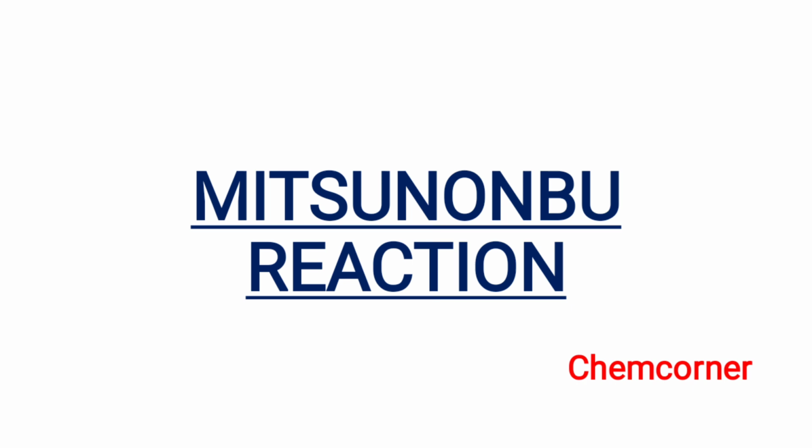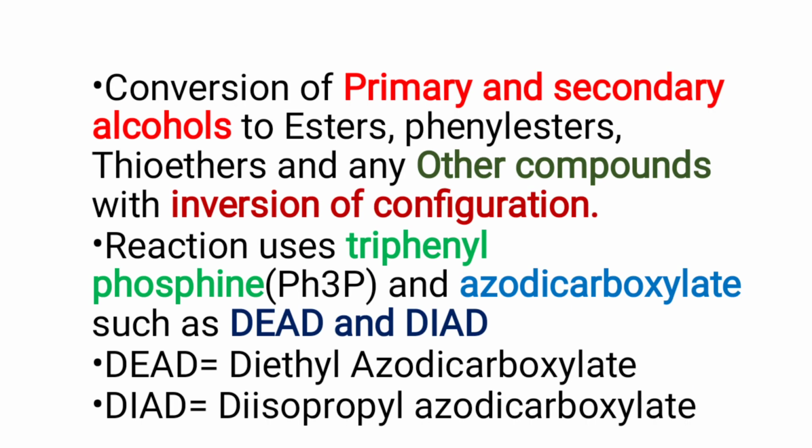Today in this video we will discuss the Mitsunobu reaction. First we will see what a Mitsunobu reaction is. Generally, it is the conversion of an alcohol to other compounds, which can be esters, phenyl esters, etc., with the inversion of configuration.